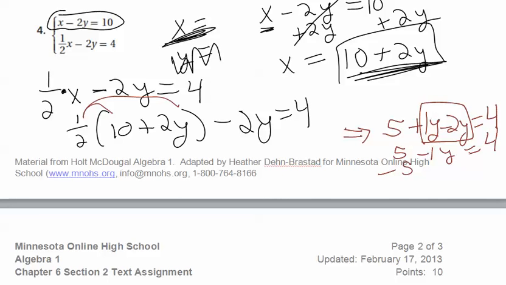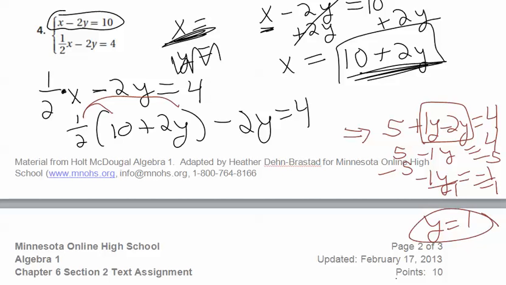Subtract 5 from both sides so that you can get y by itself. You get negative 1y equals negative 1, which is the same as positive 1y equals positive 1. Just divide both sides by negative 1. So y equals 1. So up here, number 4, I know half of my answer is that y equals 1.